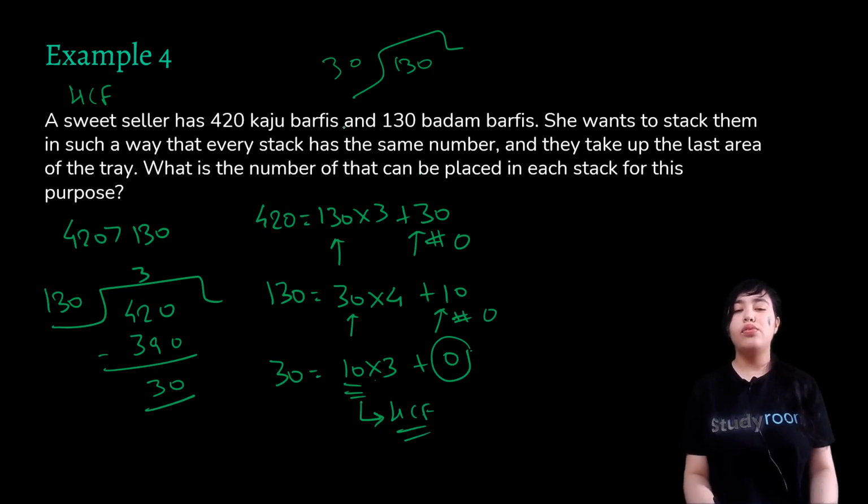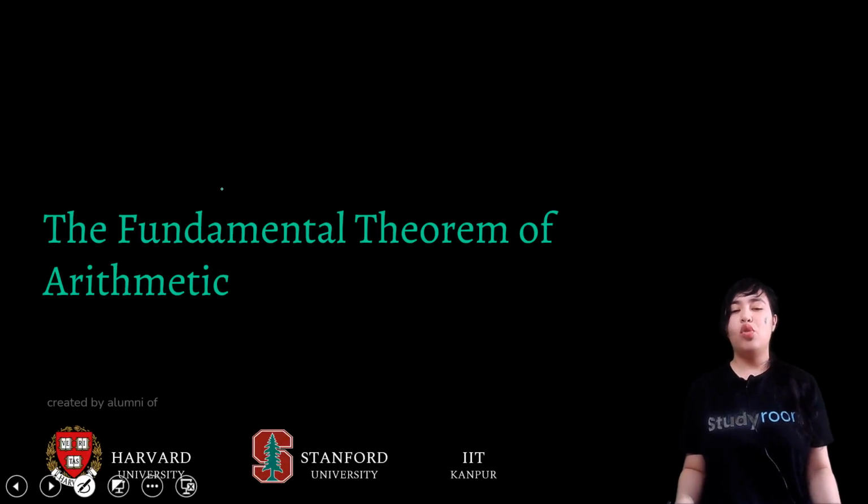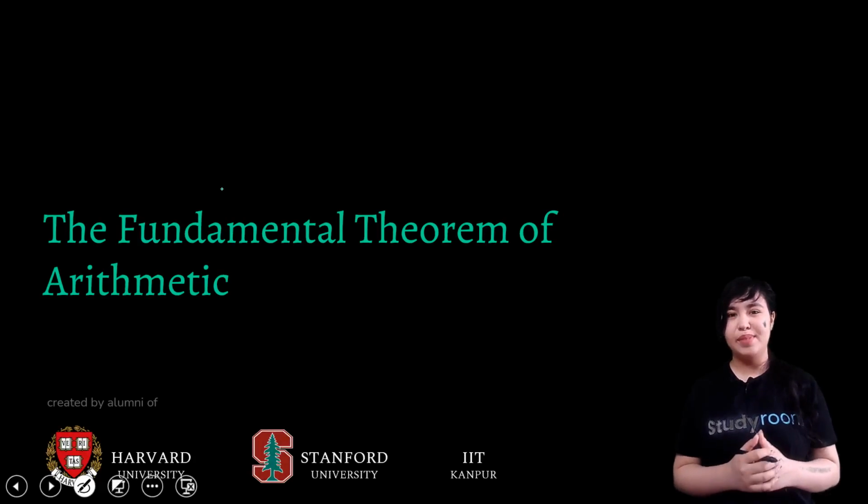So the number of Kaju burfis and Badam burfis which can be placed together in each stack for this purpose would be how many? 10. So your answer is 10. Then we move on to a very important thing, which is the fundamental theorem of arithmetic.